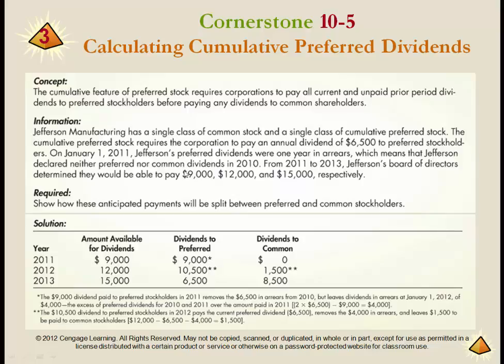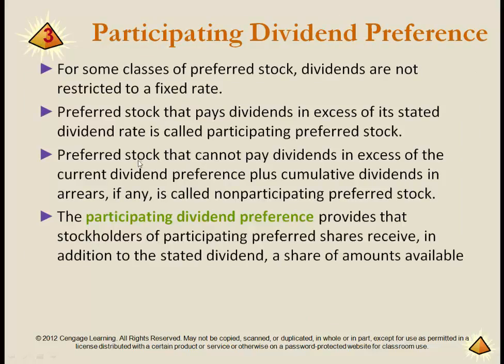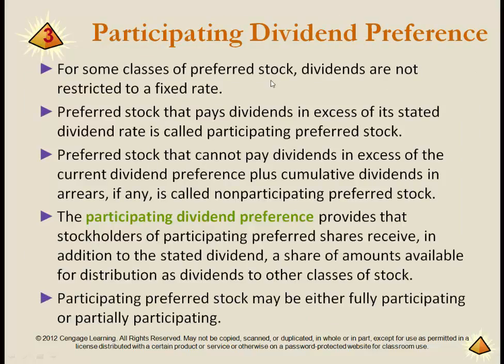If you're a cumulative dividend preferred shareholder, participating means some preferred stock dividends are not restricted to a fixed rate. In other words, they have a little bit of common preference in them, so they can get more than what's stated on their stock. Just like we talked about, it's similar to debts and bonds.